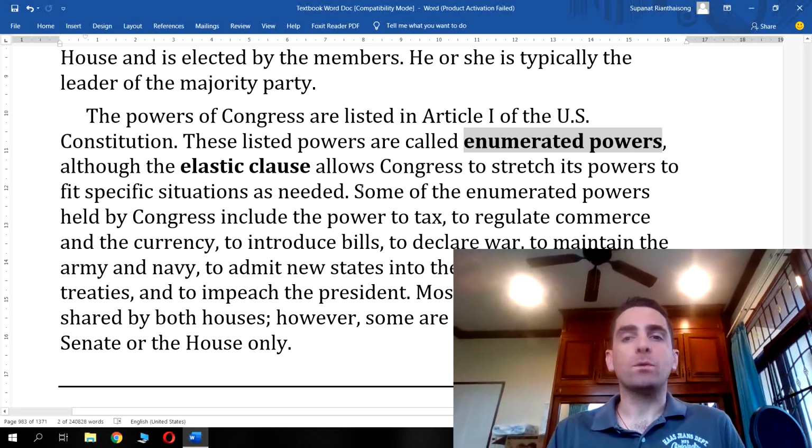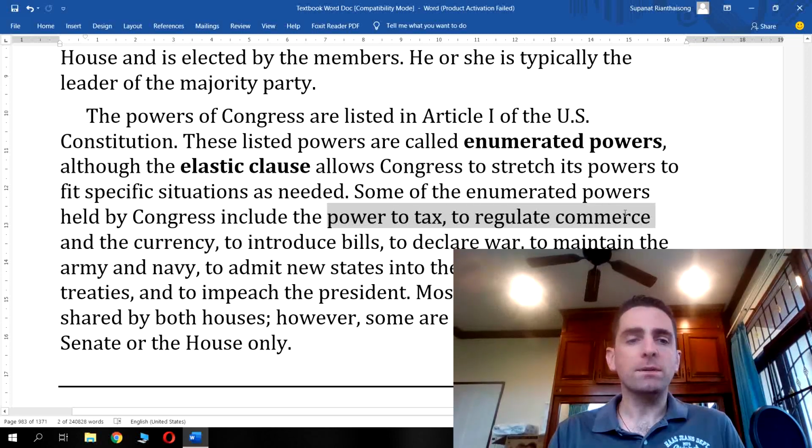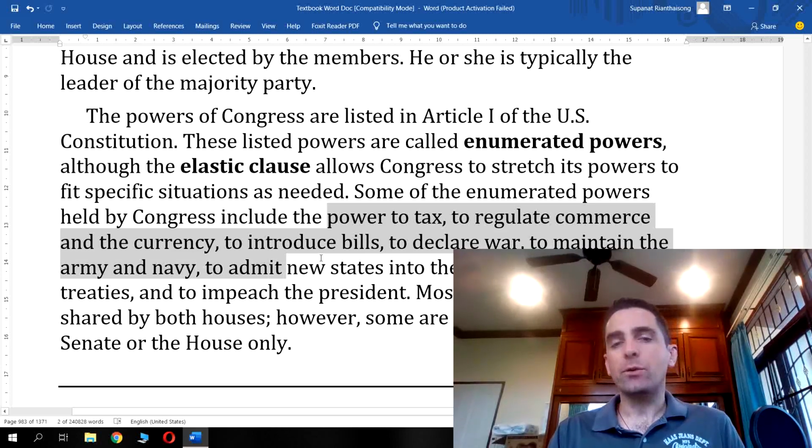So what are these powers? What are the enumerated powers that Congress has? You're looking at the power to tax, to regulate commerce and the currency, to introduce bills, to declare war and maintain an army and a navy, and to admit new states into the Union, to approve treaties and to impeach the president.